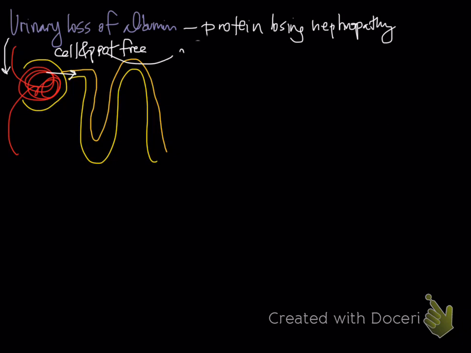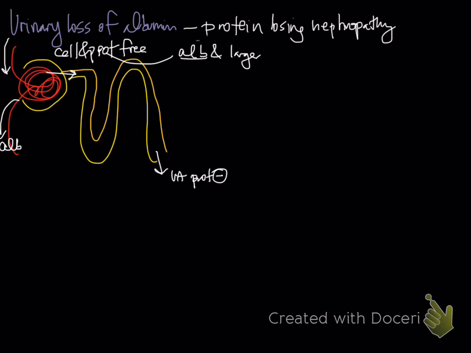And the proteins it's free of are albumin and anything larger. So it excludes albumin, meaning albumin stays within the blood. So your UA should have no protein in it. So that should be negative for protein.